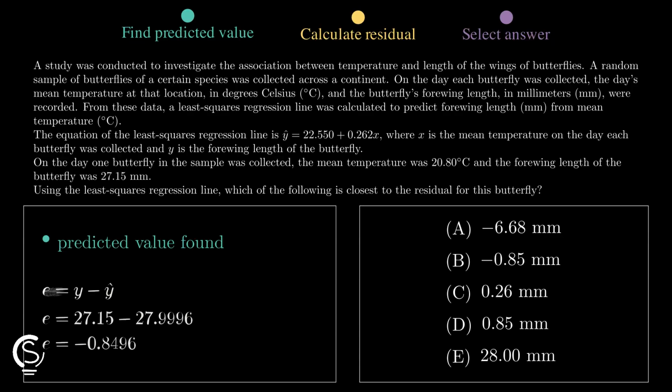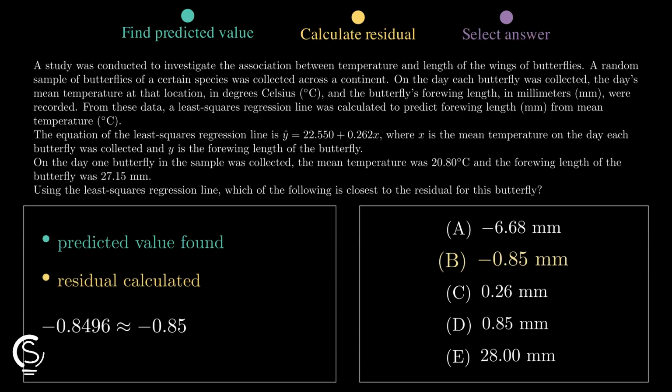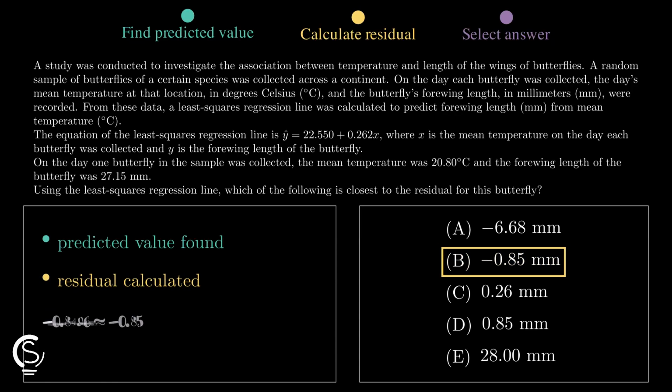Finally, compare our result to the given choices. Negative 0.8496 is closest to negative 0.85, which makes option B the winner.